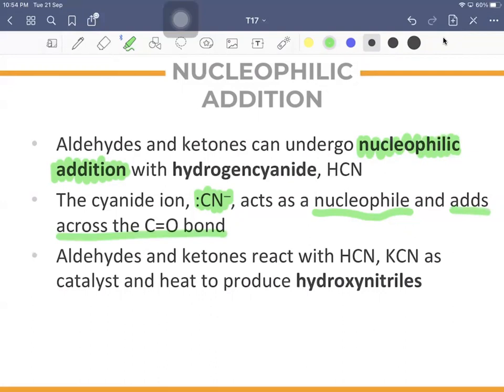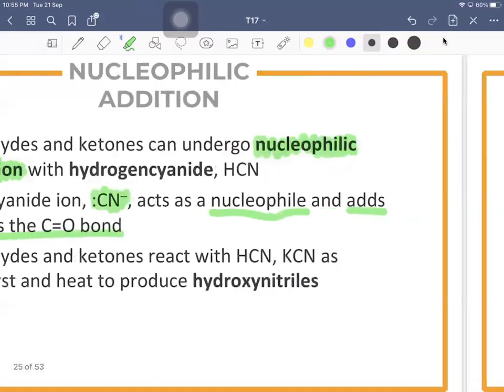Unlike nucleophilic substitution, there's no substitution happening here. Instead, you have an addition. The reason for this is because your aldehydes and ketones are unsaturated. It contains a double bond. So you can add atoms to the double bond, just like your alkenes, electrophilic addition. Aldehydes and ketones react with HCN with the presence of a catalyst, which is your potassium cyanide or sodium cyanide, and heat to produce hydroxynitriles.